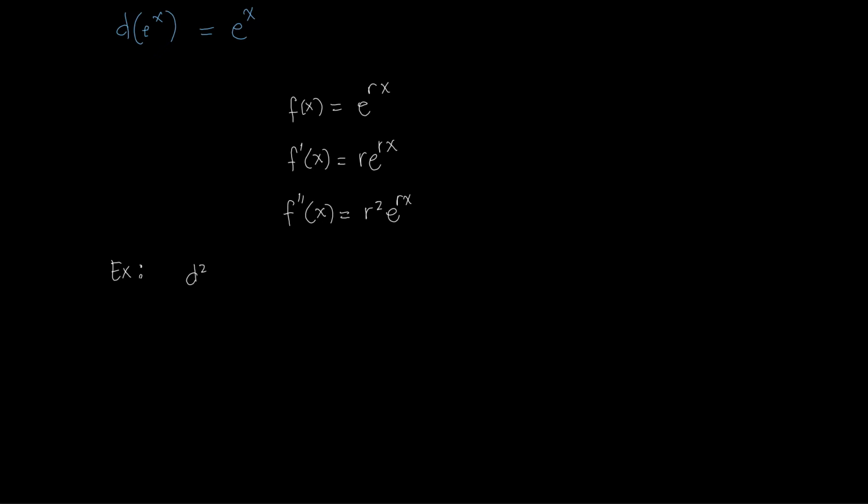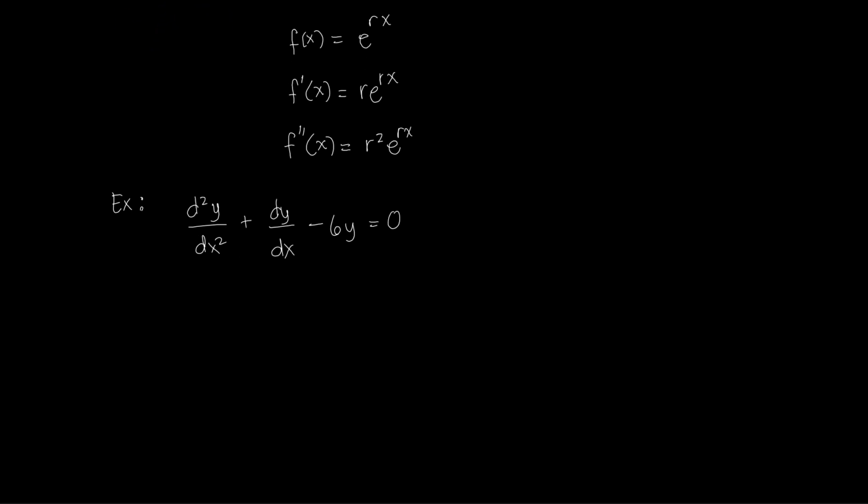Let's just say d squared y over dx squared plus dy over dx minus 6y is equal to 0. So what we do is plug in: we have the second derivative, r squared e raised to the power of rx, plus dy over dx, the first derivative, which is r e raised to the power of rx, minus our y, which is 6 e raised to the power of rx, is equal to 0. Did you see that?